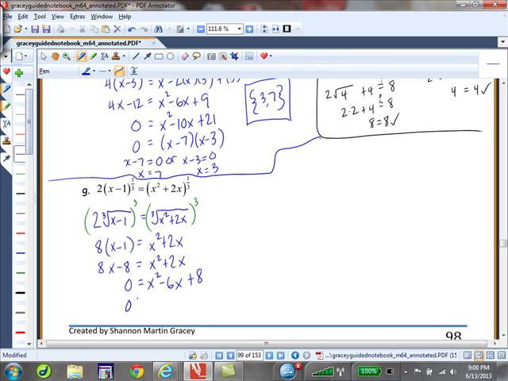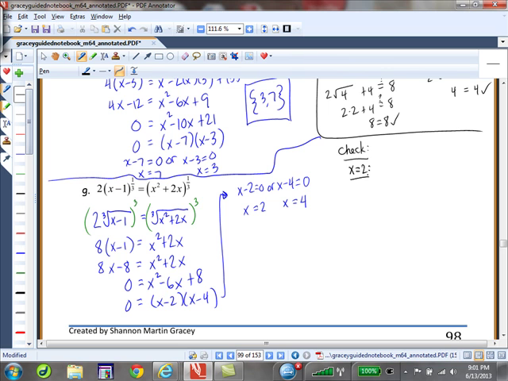And then factoring, we get x minus 2 times x minus 4. So x minus 2 is 0, or x minus 4 is 0. x equals 2, or x is equal to 4. And checking our answer, we'll do x equals 2 first.